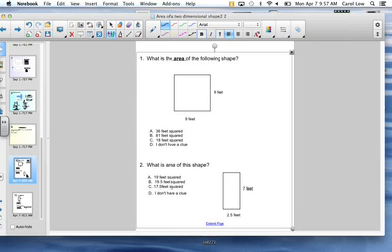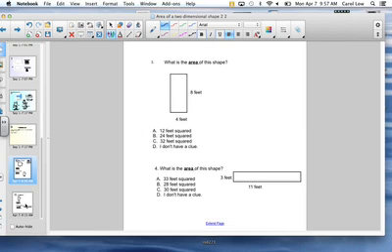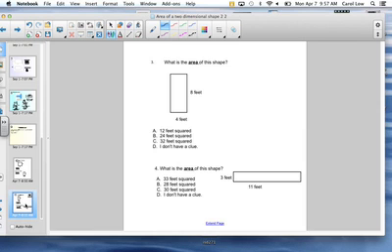Here are the first two, and if I'm going too fast, you can just pause it. And here are the last two. Then I also want you to answer number 5, how comfortable you are with this concept. And that's it for now.